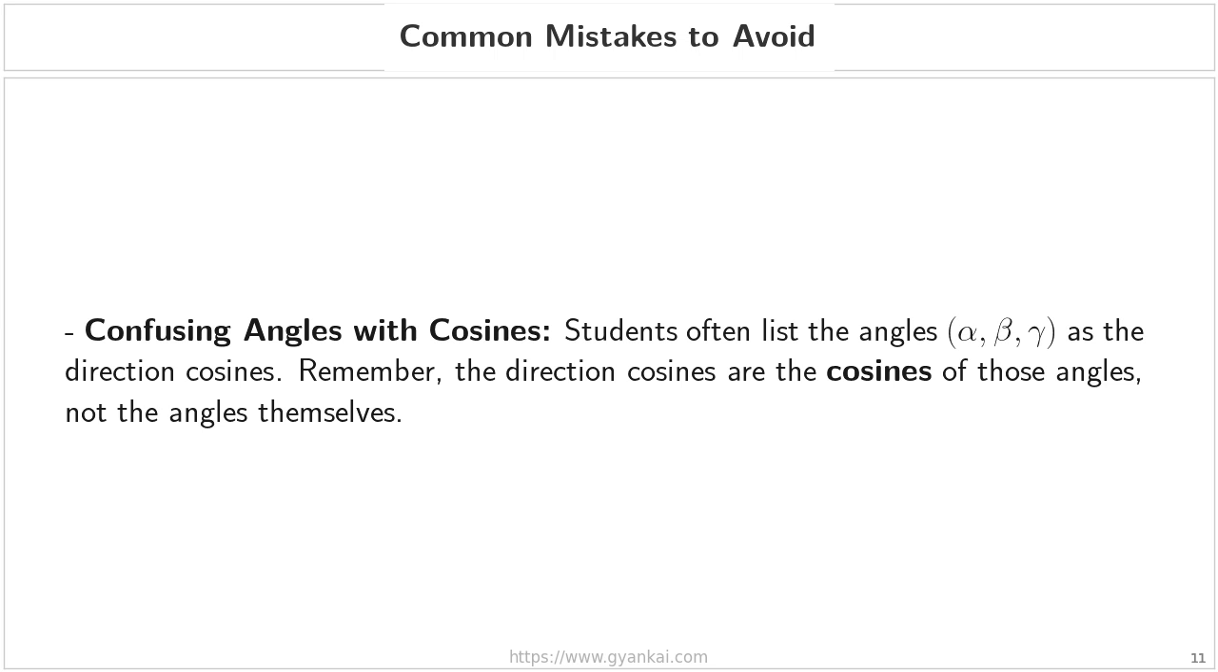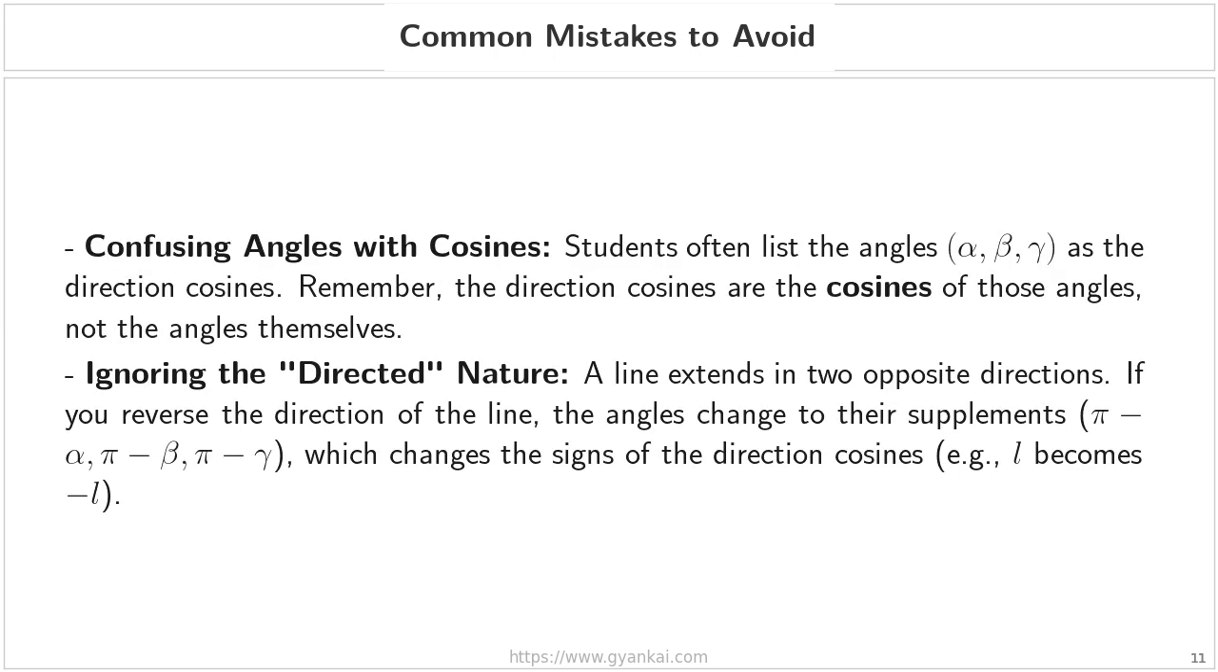Second, do not ignore the directed nature of the line. Remember that a line extends in two opposite directions. If you decide to reverse the direction of your line, the angles change to their supplements, which means you subtract each angle from pi. This is crucial because it changes the signs of your direction cosines. For instance, if your original L value was positive, reversing the direction would make L become negative L.